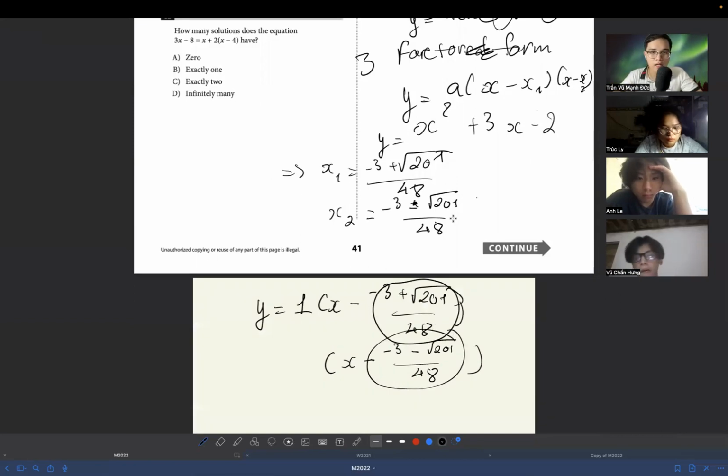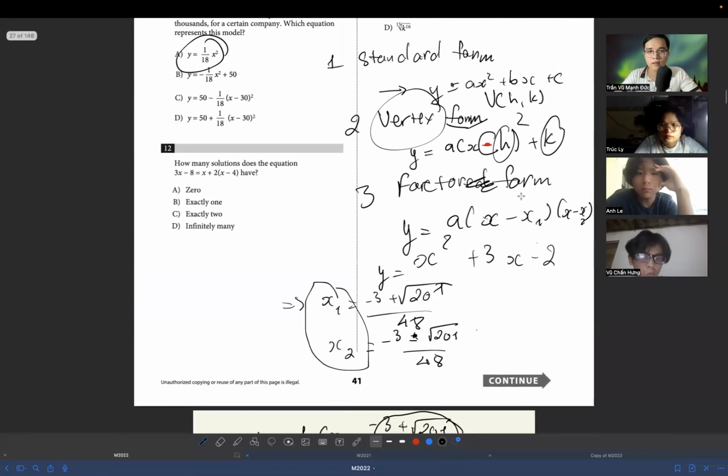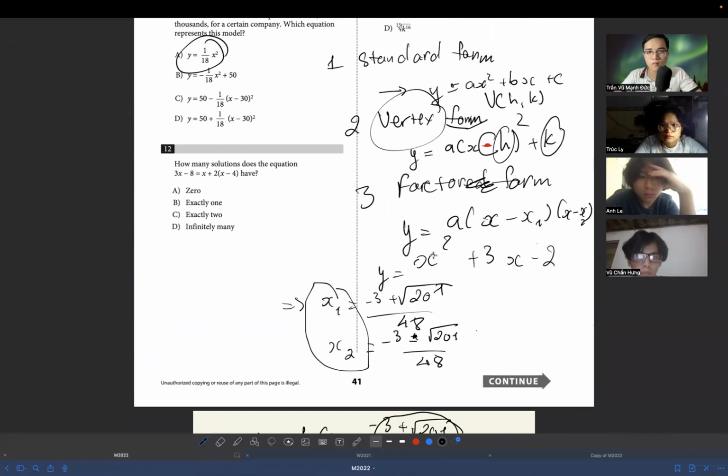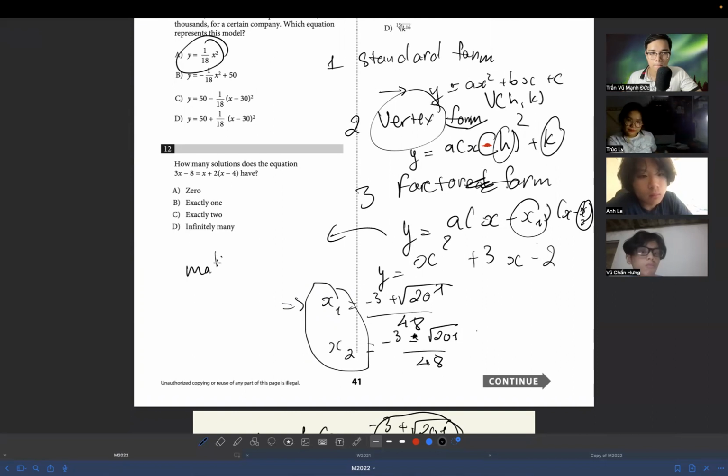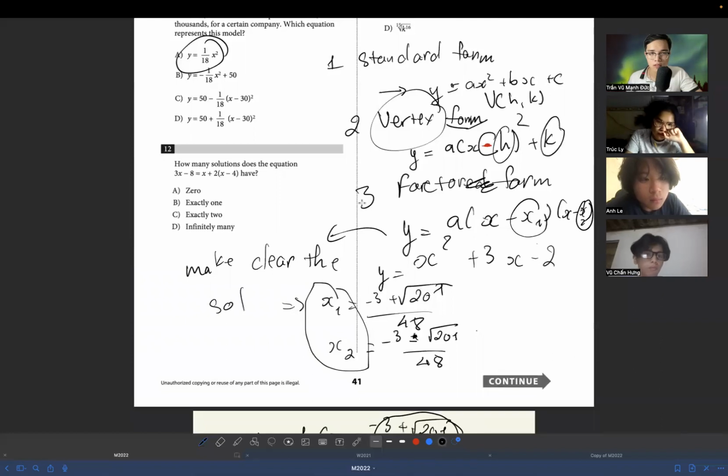You can have any number that satisfies x1 and x2. This is the factor form. It is essentially derived directly from the standard form: you calculate the solutions and make them clear by placing x1 and x2 in the factors. This makes the solutions clear, and the vertex form makes the vertex clear.